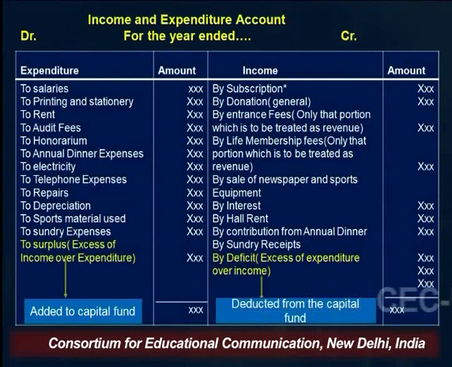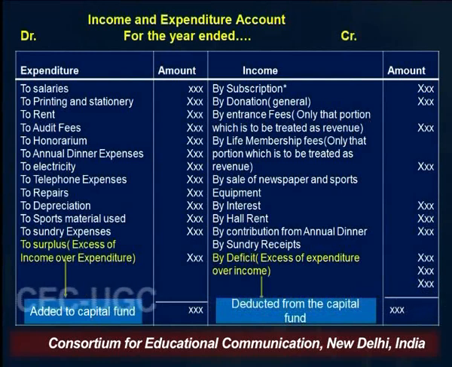This income and expenditure account is nominal account in nature, and the rule of nominal account states debit all expenses and losses and credit all income and gains. And because of that reason, all the expenses and losses are to be shown on the debit side, and all the incomes and gains are to be shown on the credit side.